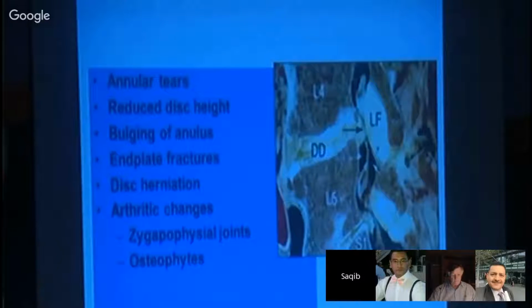That's the degenerative process. Degenerative disc disease features: annular tears, reduced disc height, bulging of the annulus fibrosus, end plate fractures, disc herniation, and arthritic changes in the zygapophyseal joints and osteophyte formation. And that's probably the biggest importance, and that's the anatomy that you will normally see in your everyday life. You will not see the normal anatomy. The majority of the people will present to you with this anatomy.